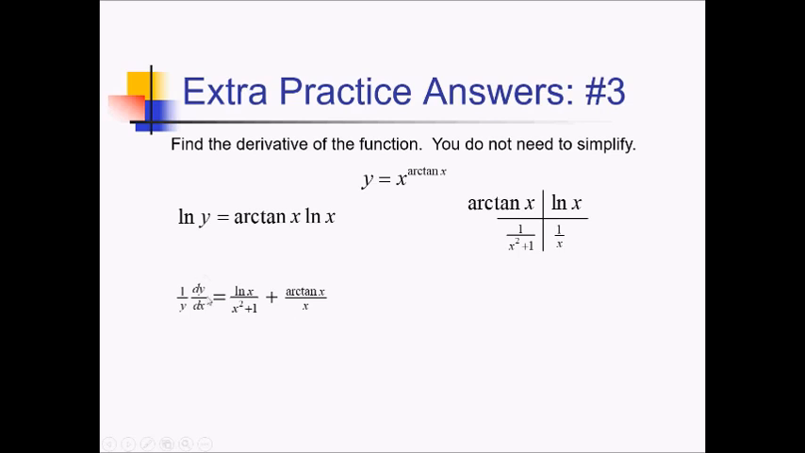And then to get dy over dx by itself, we just multiply by y. So that's going to be y times all of the stuff on the right side in a big parentheses. Now, you didn't have to express this in terms of x, but if you wanted to, you could replace this y down here with x to the arctan of x. And here's another way of writing the answer.